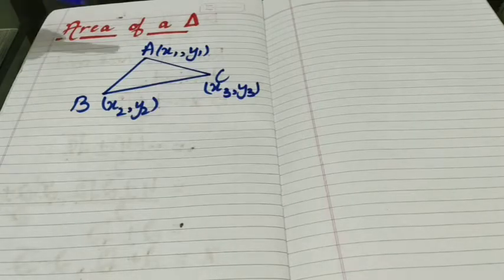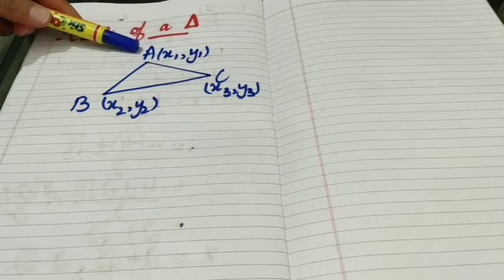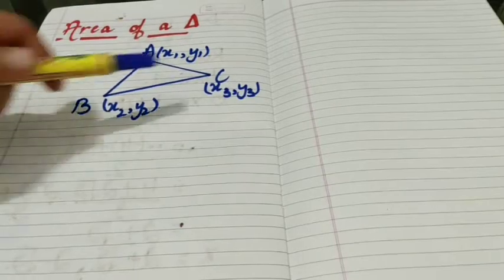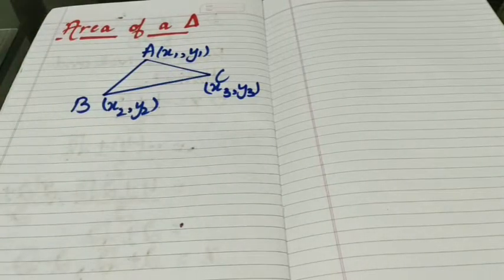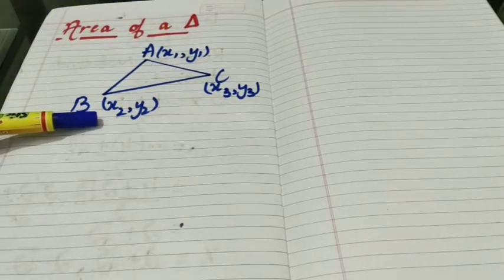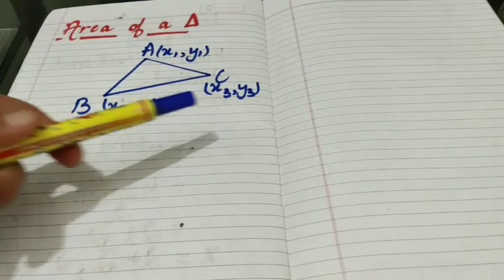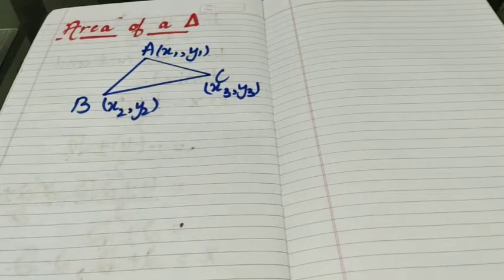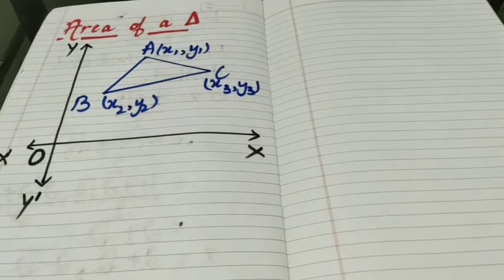Let us suppose that a triangle with the vertices A, B and C is given to us, and the coordinates of point A are x1, y1, that of vertex B are x2, y2 and that of C are x3, y3. Now we will find the area of triangle ABC by using coordinate geometry. Let triangle ABC lie in the Cartesian plane.